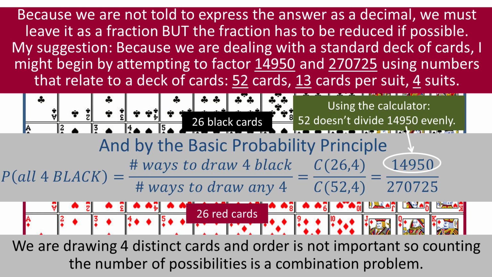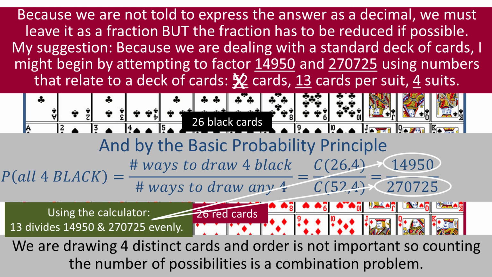I tried, and you'll have to take your calculator to do this. Remember, it has to work with both, but I just picked out the numerator, 14,950, and I divided it by 52 on my calculator, and it doesn't work. Well, if it doesn't work with one, I don't really care if it works with the other, so I just skipped 52. That didn't work. So then I'll try 13.